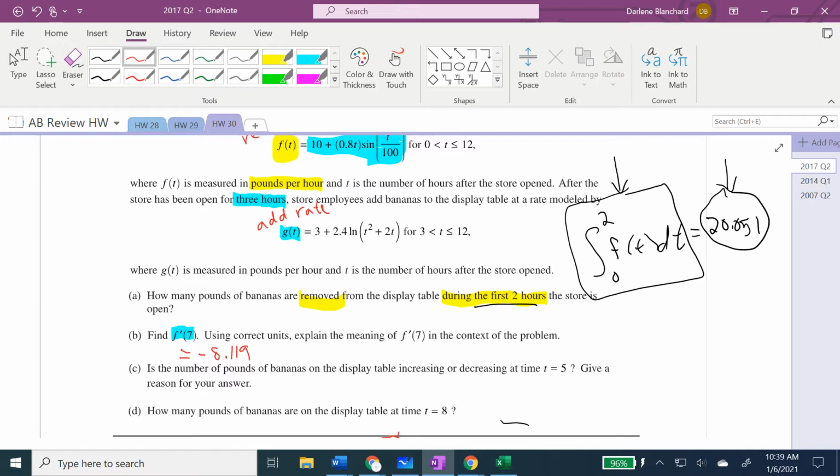Now, using correct units, explain the meaning of f prime of 7 in the context of the problem. Realize that you need to explain this as if you are talking to someone who is not a math person. Also know that when you have a derivative and you're explaining the meaning of it, look at whether it's positive or negative. If it's positive, they want you to use the word increasing. If it's negative, they want you to use the word decreasing. So you're going to say that something is decreasing.